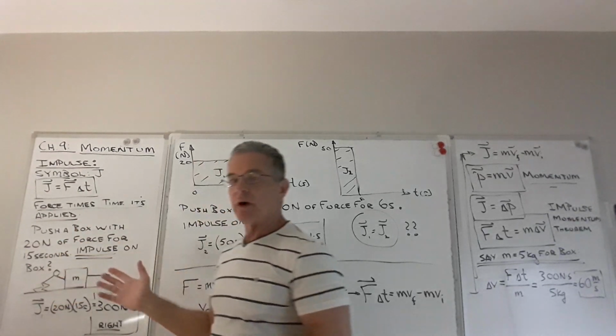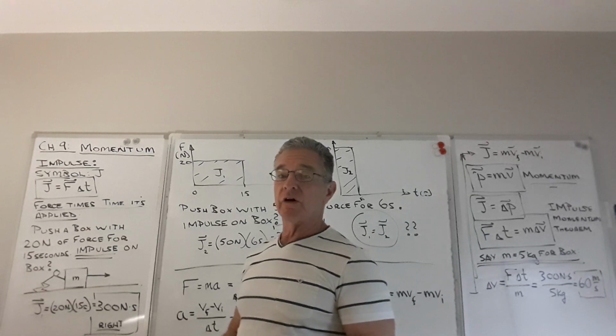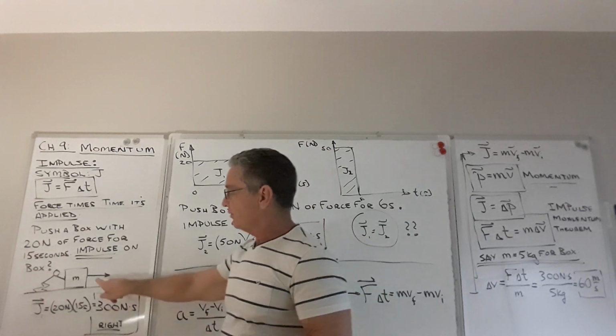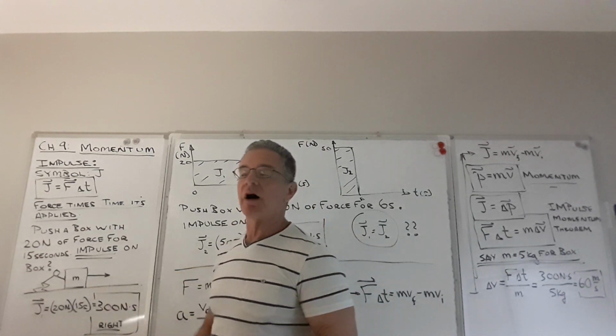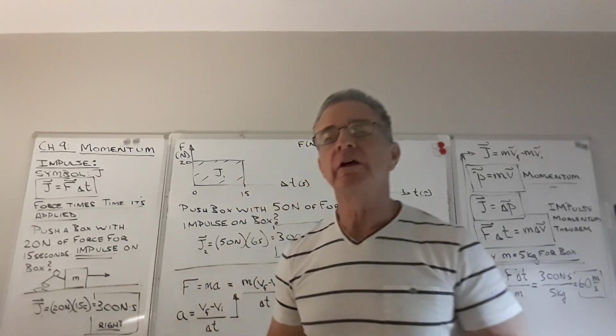Now I've got an example problem where we calculate the impulse exerted on an object. So down here I've got a picture of somebody pushing a box. Okay, can you see that okay? Yeah.